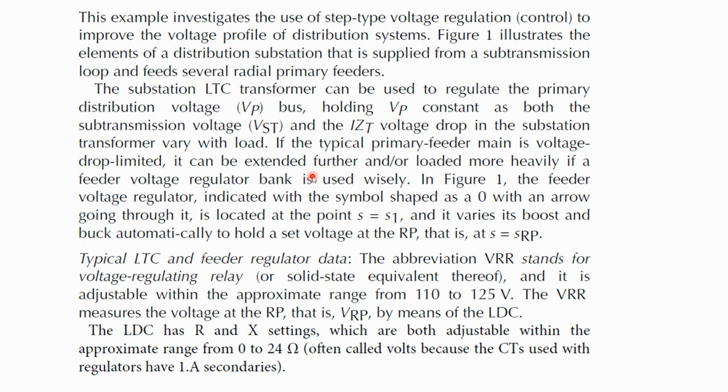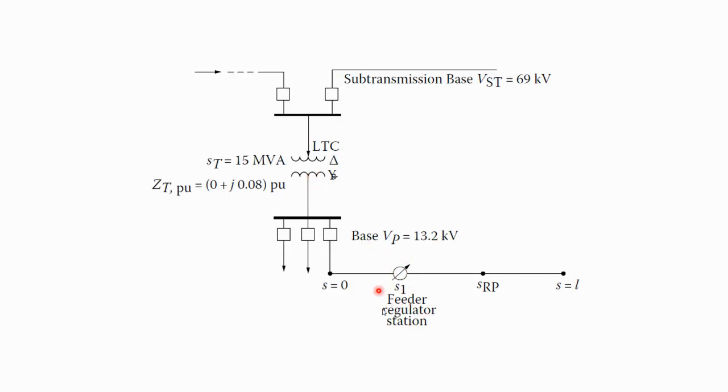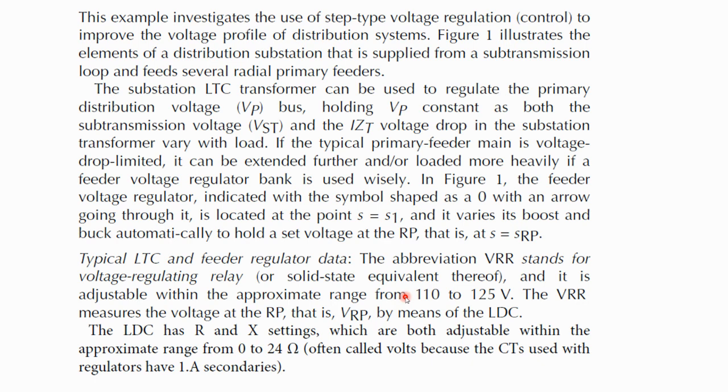In figure 1, the feeder voltage regulator is indicated with the symbol shaped as a 0 with an arrow going through it. It is located at the point S equal to S1. S1 can be any point of the system, and it varies the boost and buck automatically to hold a set voltage at the RP, which is the regulating point, and that is S equal to SRP. So S equals S1, S equals SRP. SRP and S1 can be on any point of the feeder, but SRP has to be after S1. That makes sense. And if SRP is on S1, it is possible as well. If SRP is on S1, it means that the regulator is not regulating anything at all.